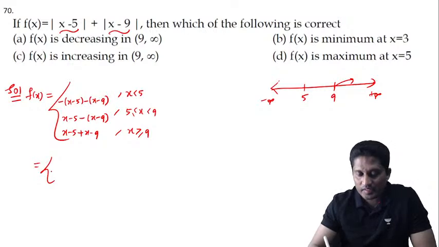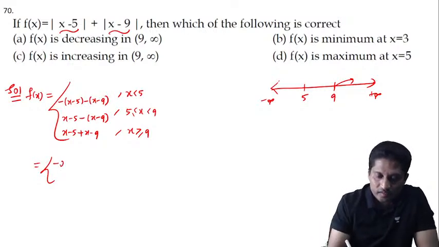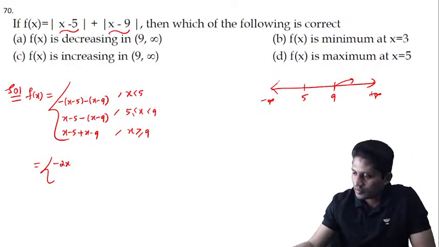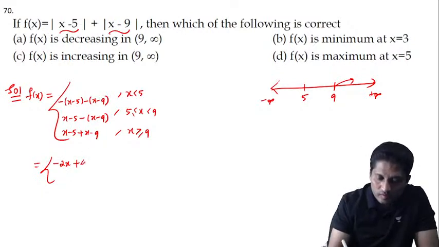Now if you open the bracket, this is minus 2x plus 4 for x less than 5. If you open the bracket, you get plus 4 for 5 less than or equal to x less than 9. This is 2x minus 13 when x is greater than or equal to 9.